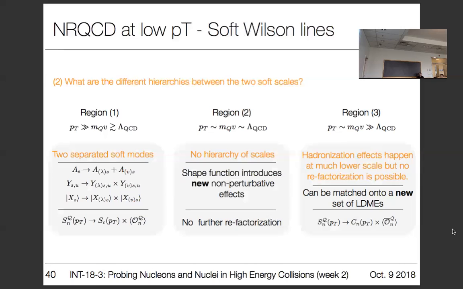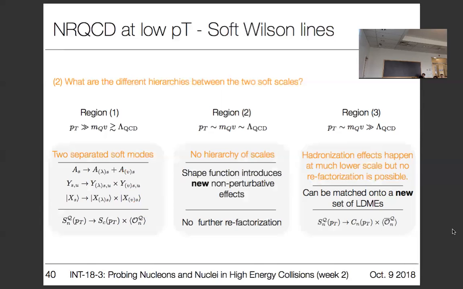As a result, the shape function will now be split into a soft function, still depending on the quarkonium, and the traditional LDMEs that we had before. So this is the region where we will be able to reconstruct the soft limit of NRQCD. In region 2, which is more phenomenologically interesting, there is not really anything we can do. It's just what it is. The two soft modes are one, and there is no further factorization, not obvious at least.